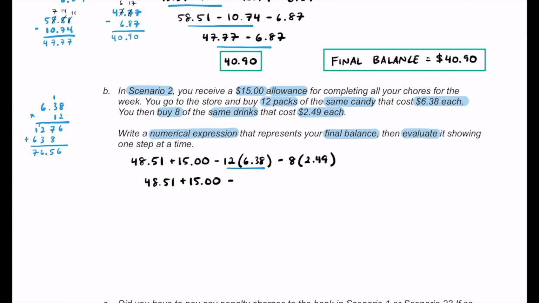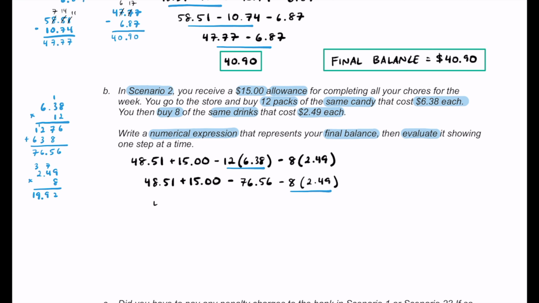So let's take this $48.51 that we initially had, plus the $15 allowance. Take away all the money we spent on candy. Looks like it's a lot of candy. It's $76.56 worth. And then we still have to take away these 8 drinks that we bought as well. Okay, so let's figure out the cost of these 8 drinks now. So let's do 8 times this 2.49. So on the side, let's take 2.49 and multiply that by 8. So 9 times 8, that's going to be 72, carry the 7. 8 times 4 is 32, plus 7 is 39, carry the 3. 8 times 2 is 16, plus 3 is going to be 19. So it's going to be $19.92.